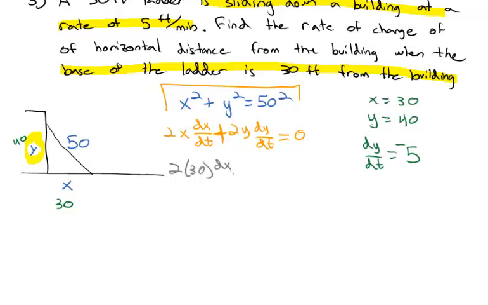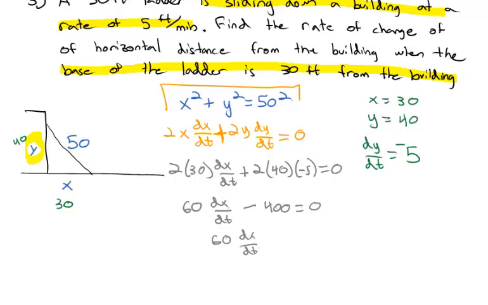2x, x is 30, dx/dt, that's what we're looking for, how it's changing horizontally, plus 2y, y is 40, dy/dt is -5, equals 0. So when we multiply, we get 60 dx/dt minus 400 equals 0. Add the 400. 60 dx/dt is equal to 400. And so when we divide by 60, dx/dt reduces to 20/3, or 6.67 feet per minute.